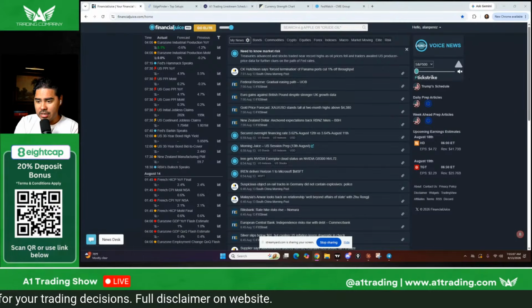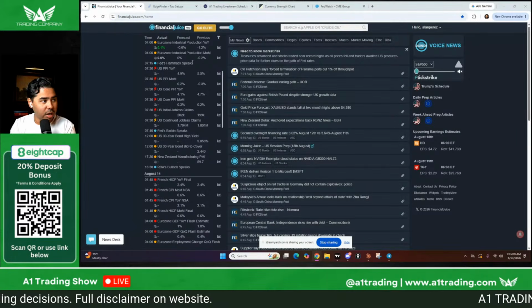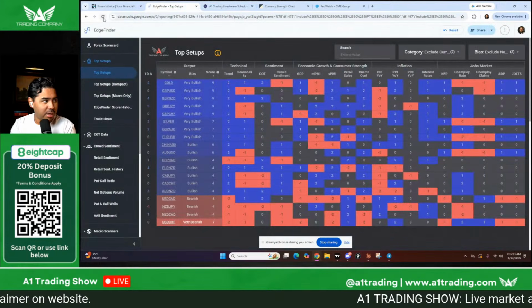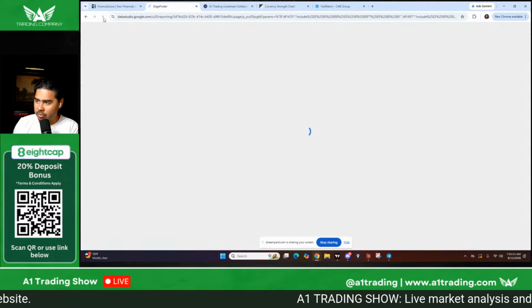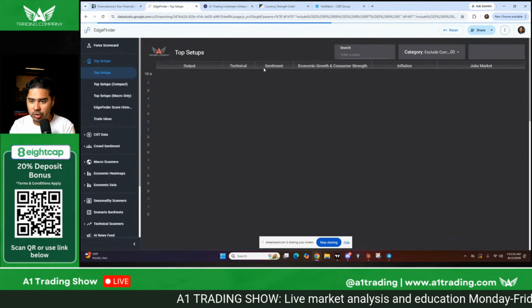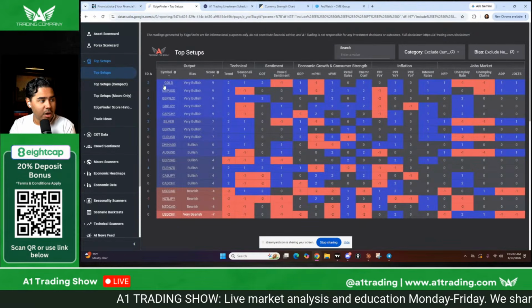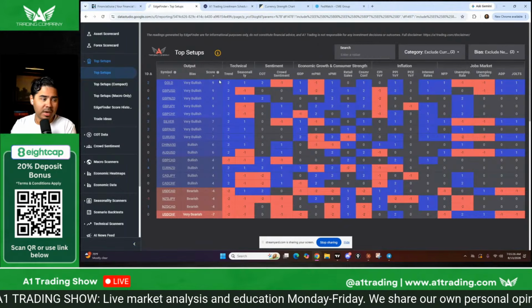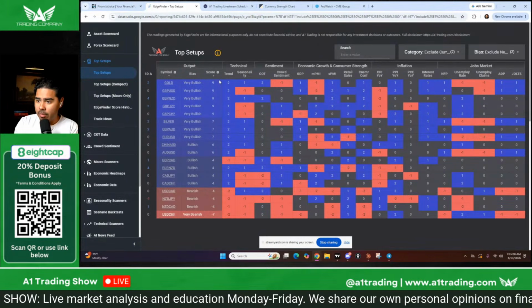But I will say this: gold right now fundamentally is looking very, very good. If you go to the Edge Finder here, this is the screener that we all use. It helps you trade with the fundamentals, the sentiment, and the technicals all in one. It gives you a very bullish or bearish reading. You can see here that gold fundamentally is very well supported. You saw some of that too yesterday with the CPI report.